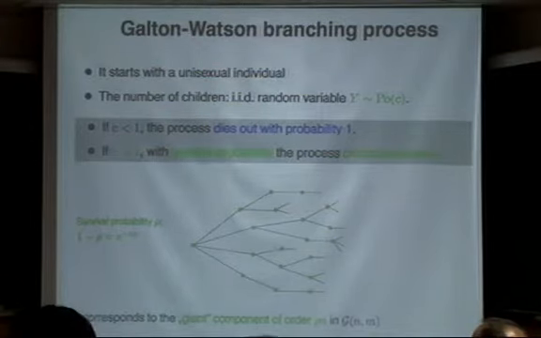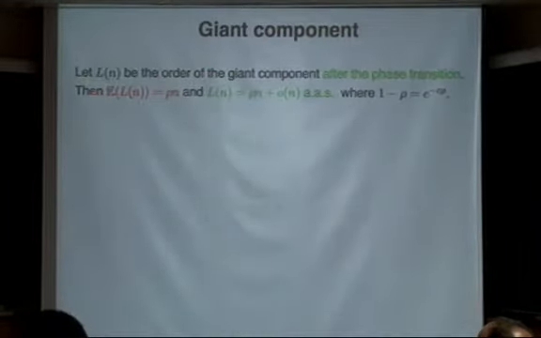Yeah, this is about the giant component. We do know the average order of the giant component. Then you might wonder if there is any kind of limit theorem for this random variable which indicates the order of the giant component. Indeed, we can do. So let L_n denote the number of vertices in the giant component after the phase transition. Then, as we have seen already, the average is rho times n. Furthermore, L_n satisfies the law of large numbers in the sense that this random variable is equal to its expectation, rho times n, plus little o of n, with high probability.